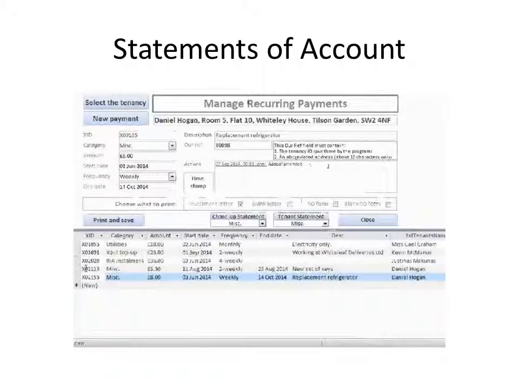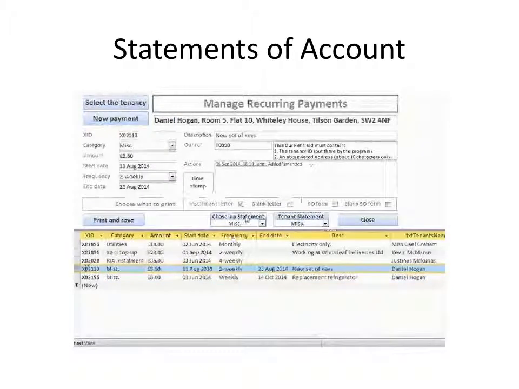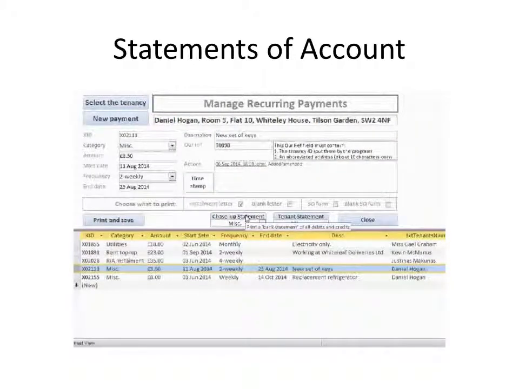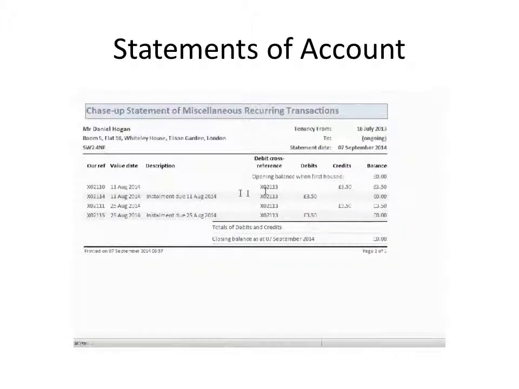If you want to have a look at a particular transaction, just that transaction and no others, then use the chase-up statement. So let's look at this one for Mr. Hogan, and you'll see that he's been a very good boy. He paid his £3.50, the first of two instalments for a new set of keys. He paid that on the same day it was expected, and he paid the second instalment on the same day it was expected. The total of all the credits and the total of all the debits is both £7. The net is 0. And if he handed in his keys and wanted his rent in advance back, well, as far as this particular recurring payment is concerned, that would be no problem.